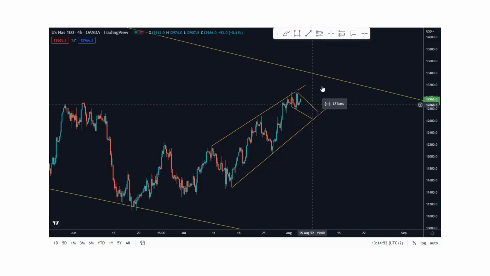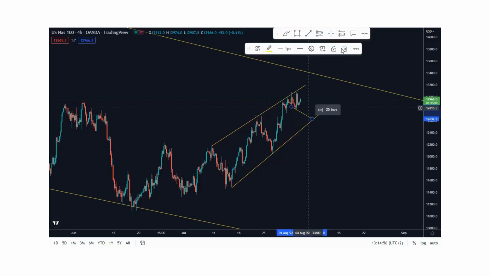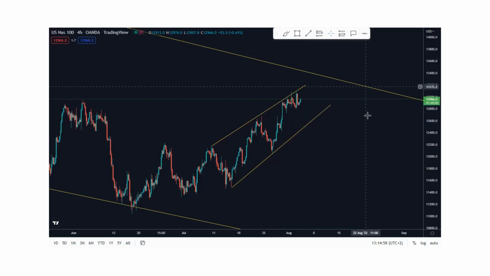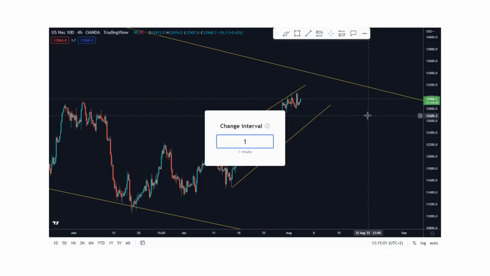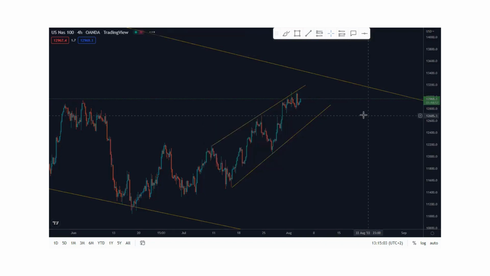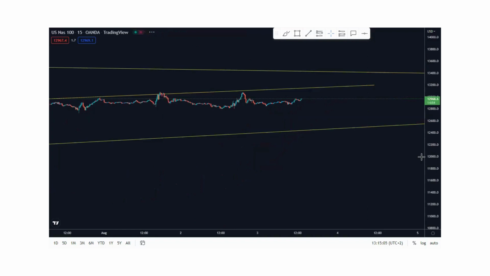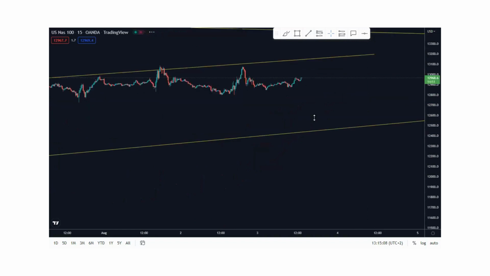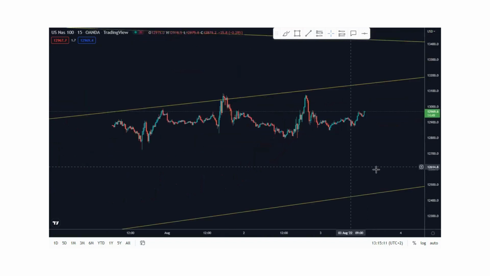I'll show you as I go down to the 15 minute time frame, because I like entering on the 15 minute time frame because it has a high peak value. So what happened is yesterday, let me just show you.